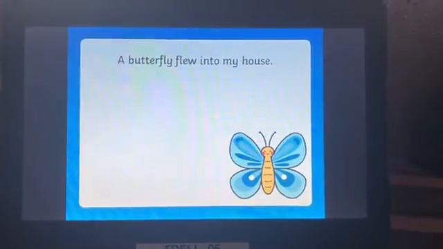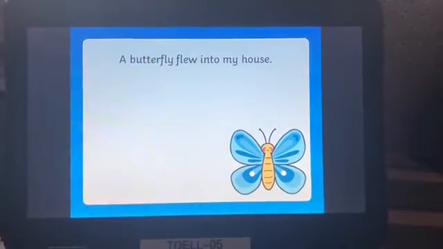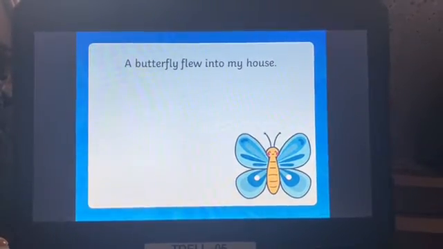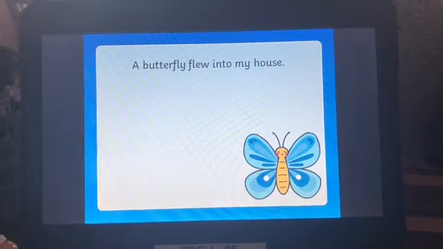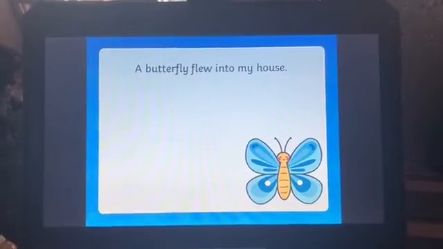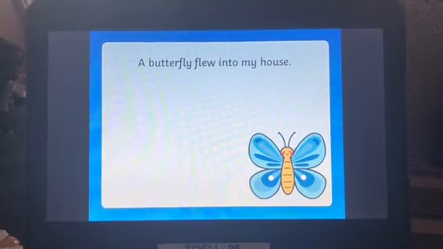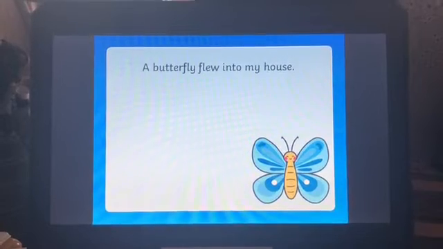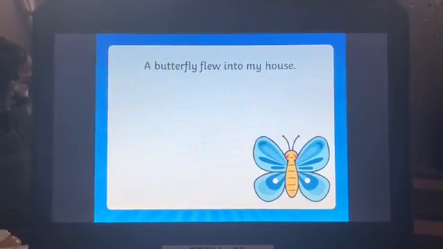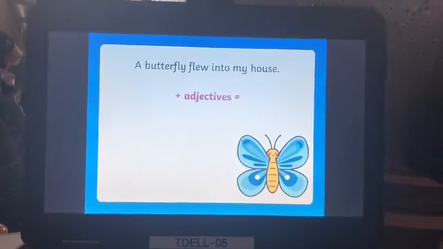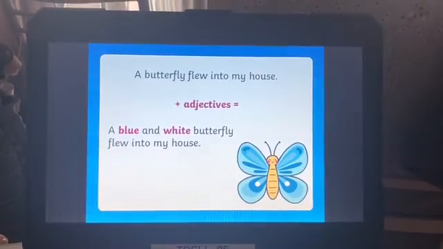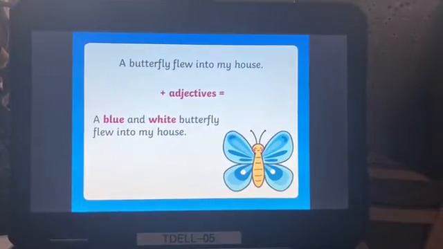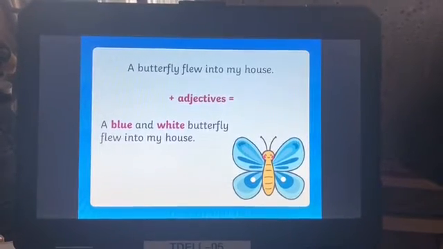A butterfly flew into my house. So again, I'm going to give you a few seconds to think of some adjectives that could make this sentence more interesting. So you could use adjectives to describe your house or the butterfly here. So let's add some adjectives here. The blue and white butterfly flew into my house. So blue and white are colours, but they are describing how the butterfly looks.